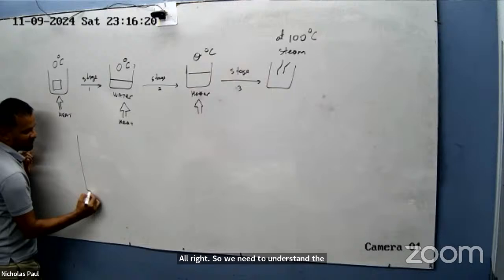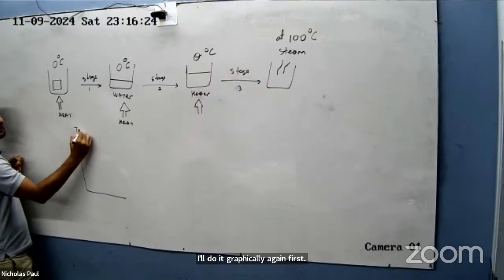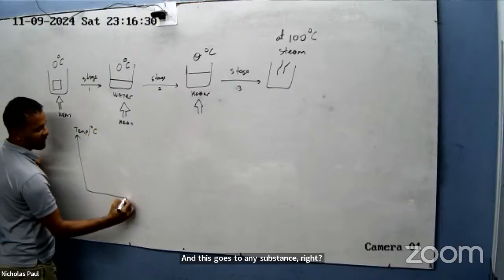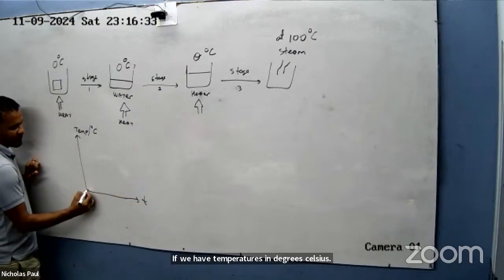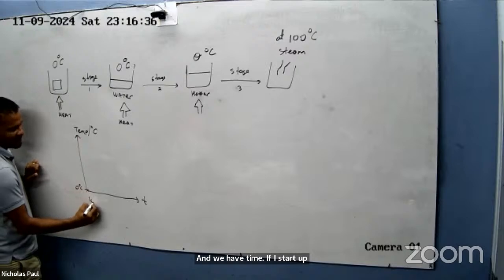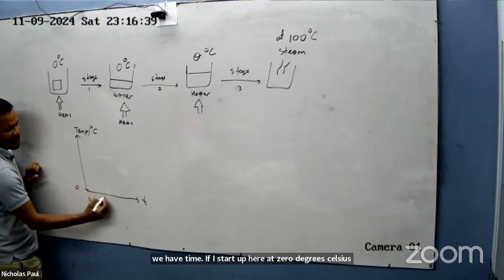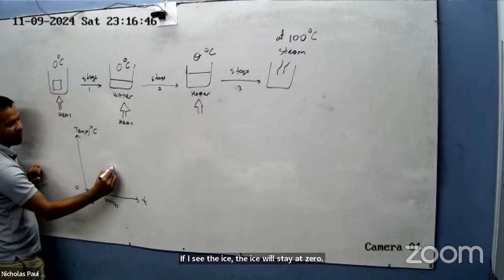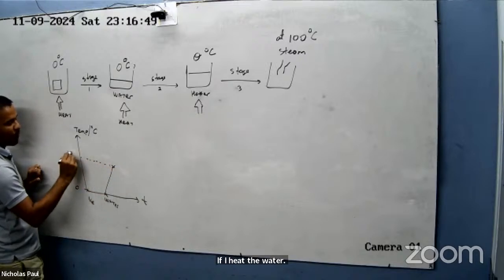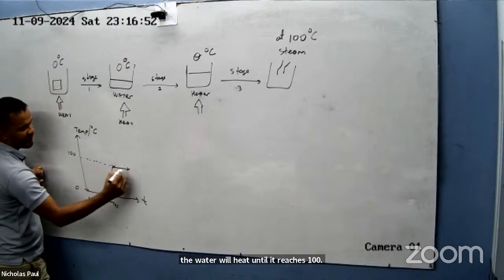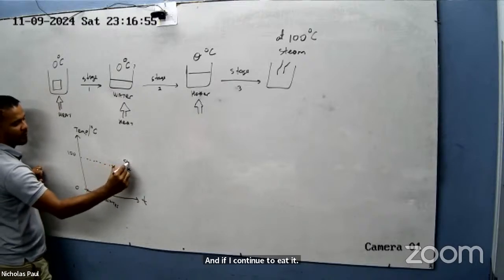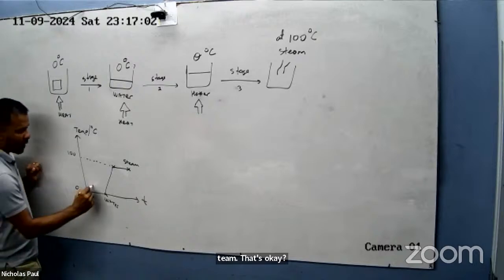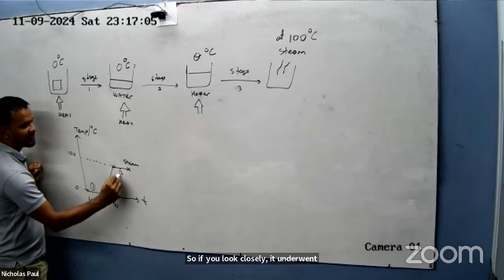I'll do it graphically again first. If we have temperatures, and this goes for any substance, right? If we have temperature in degrees Celsius and we have time, I start up here at 0 degrees Celsius, and it's ice. If I heat the ice, it will stay at 0 and become water. If I heat the water, it will heat until it reaches 100. And if I continue to heat it, that water will now become steam. That's okay? So if you look closely, it underwent 1, 2, 3 stages.